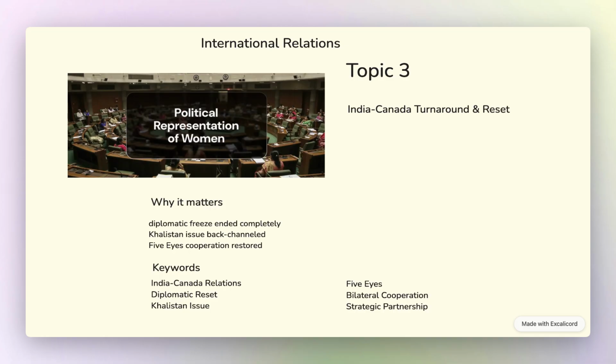The India Canada freeze complicated broader Five Eyes cooperation with India on Indo Pacific security. The US, UK, and Australia needed a functional India Canada relationship for intelligence sharing on China and terrorism. Again, India Canada relations: bilateral diplomatic partnership restored after crisis period. Diplomatic reset: a comprehensive restoration of normal relations after breakdown. Khalistan issue: dispute over Sikh separatist movement's activities in Canada. Five Eyes: the intelligence alliance requiring a functional India Canada relationship. Bilateral cooperation: two country partnership on trade, security, and education. Strategic partnership: long term relationship based on shared interests and values.